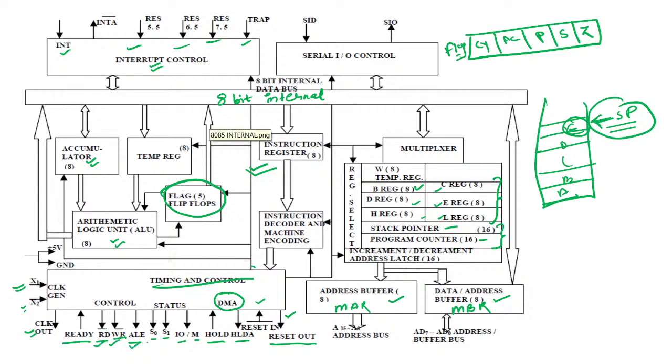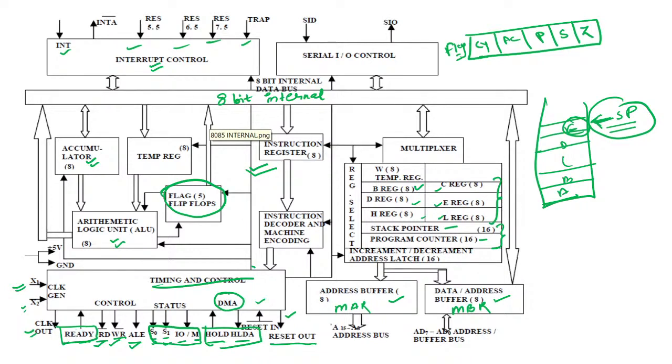Address latch enable we will study in the pin diagram. S0, S1 and IO and memory, these three control signals will be used together to differentiate between input-output instructions and memory instructions. Right, HLDA and hold are the control signals for DMA. Ready: any input output device will tell the CPU through the ready signal that we are ready.